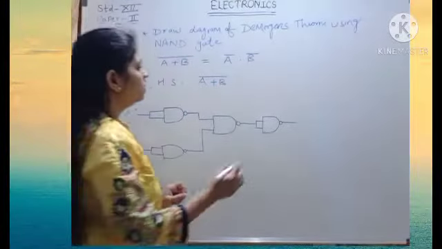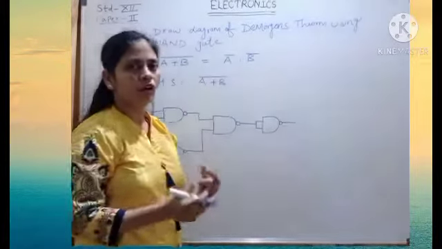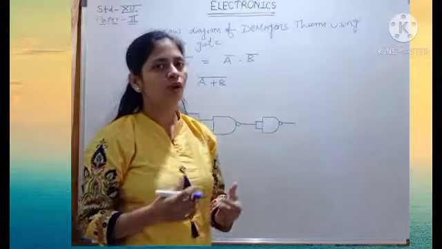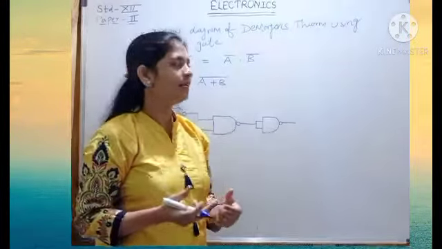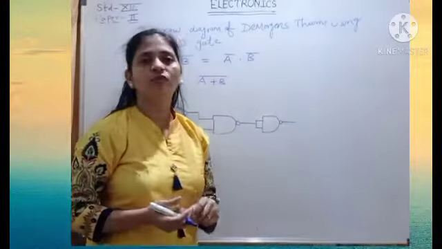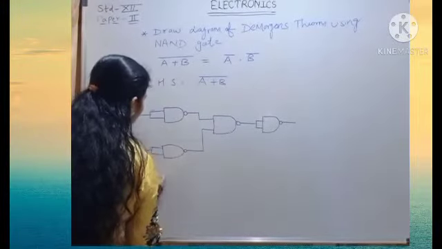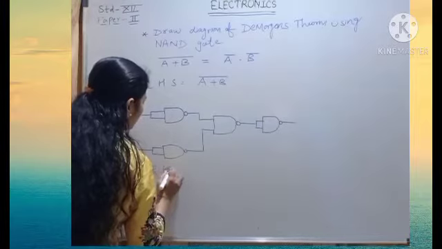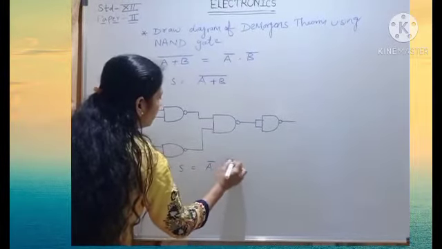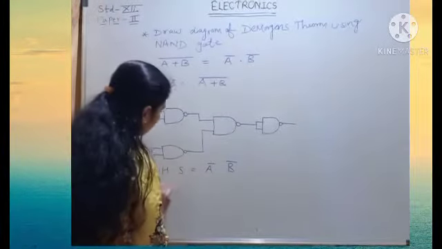Now we have to draw the diagram for the RHS, that is A bar dot B bar. Here A bar means it is a complement, and B bar means it is a complement. So we have to use the NOT gate by using NAND gate, with a dot product. Dot means we have to use the AND gate. So here we write the RHS is equal to A bar dot B bar. For A bar and B bar we require the NOT gate.